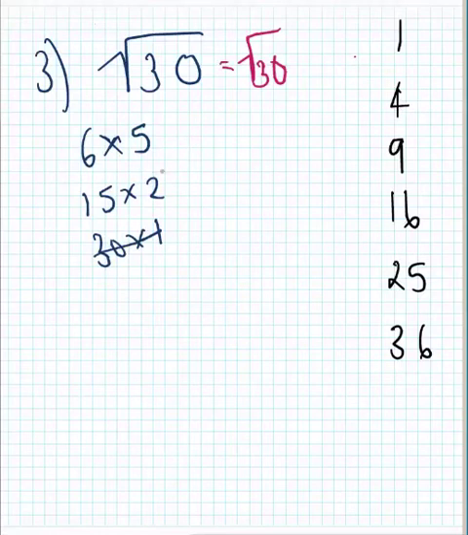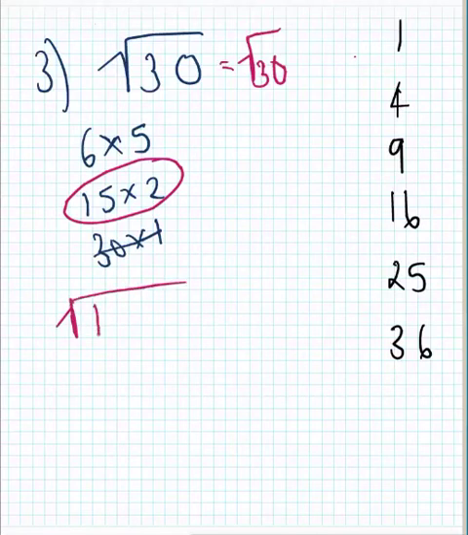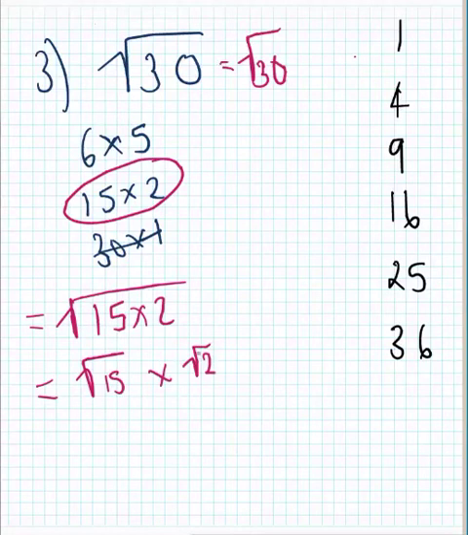Because if I tried using this one here, for example, if I have the square root, instead of 30, if I have 15 times 2, and then I separate it, so square root of 15 times square root of 2, what can I do with this now? The square root of 15, is it a whole number? No, it's irrational, it's a surd. And the square root of 2 is also irrational, so we can't actually simplify these.